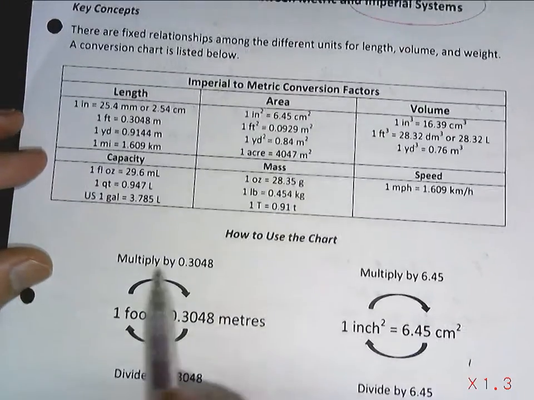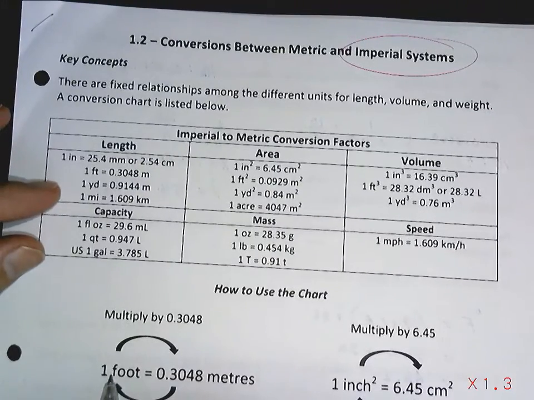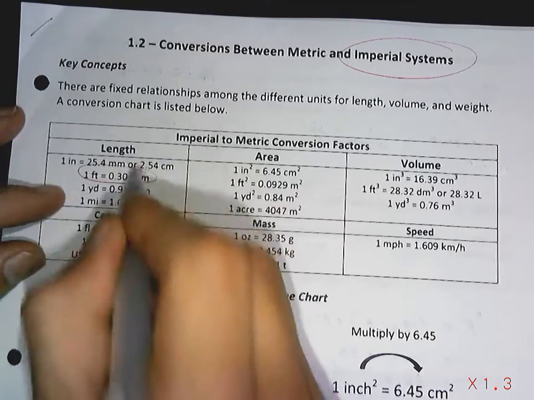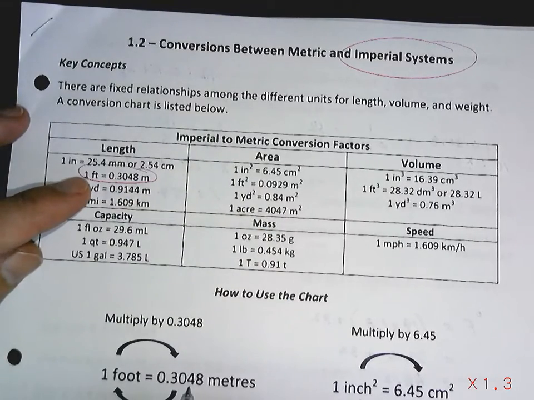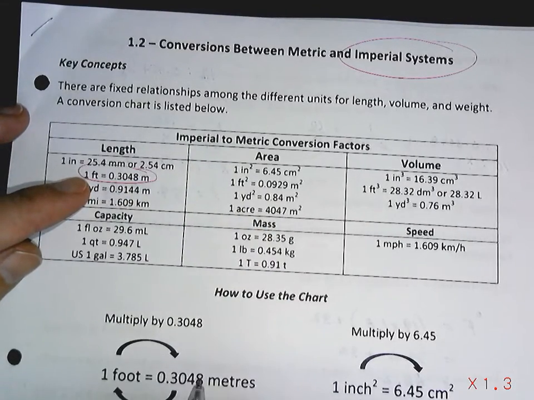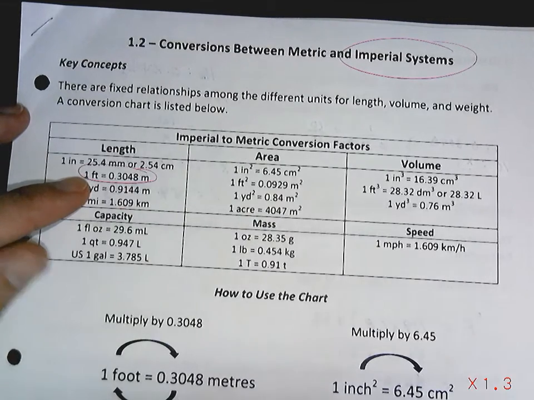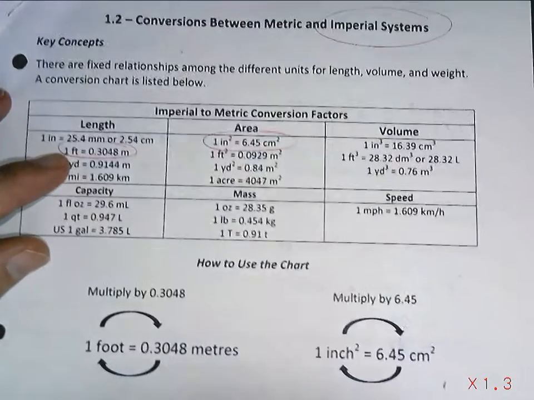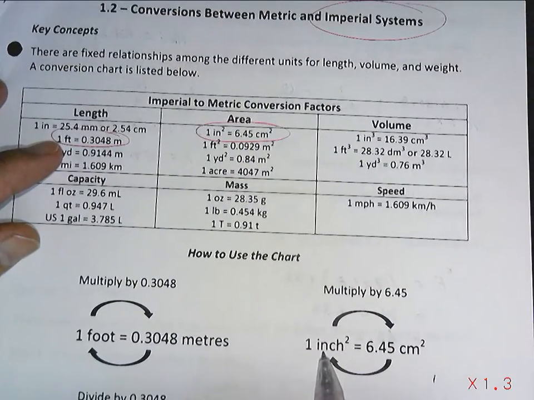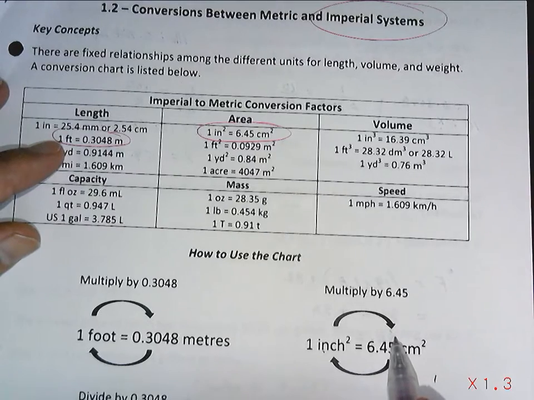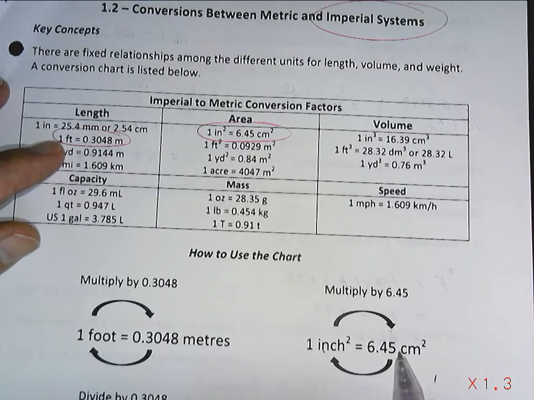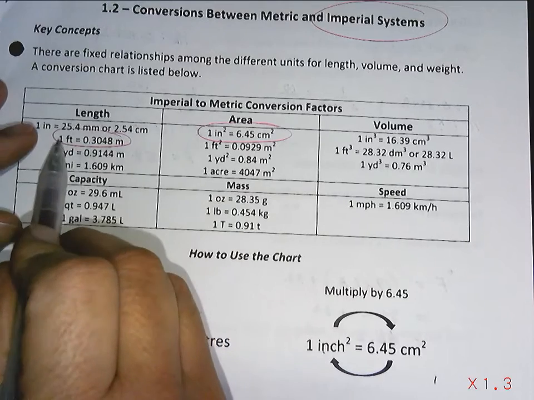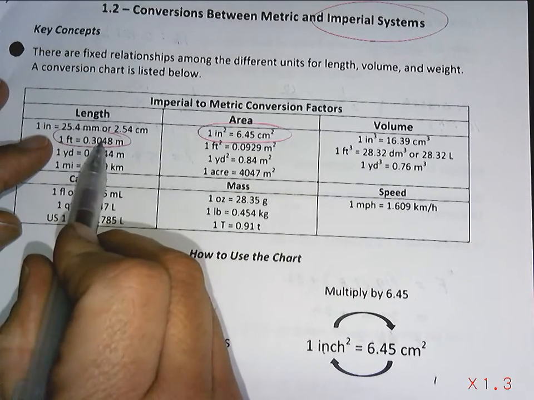How to use the chart. If I've got 1 foot, looking up here, 1 foot goes to meters. If I'm going from feet to meters, then I multiply. If I'm going from meters to feet, then I divide. Over here, if I'm looking at inches squared to centimeters squared, and I'm starting with the inches, I multiply by 6.25. And if I'm starting with the 6.25, I divide. So really, if I start on this side and go to this side, I multiply.